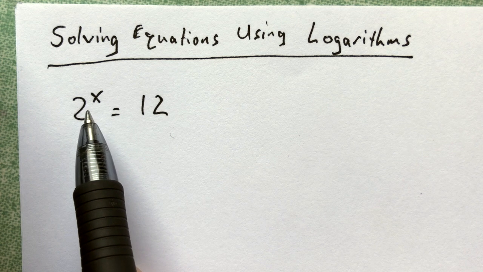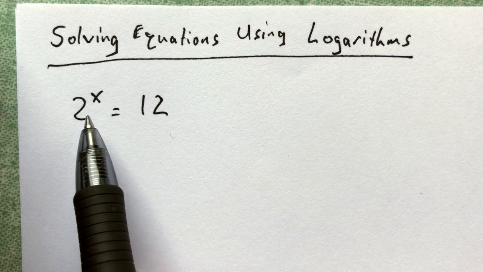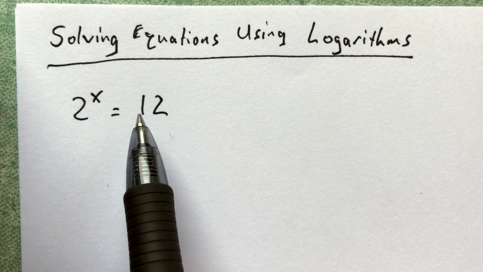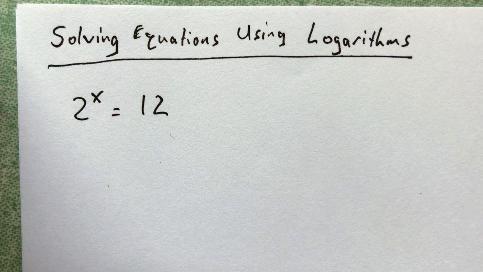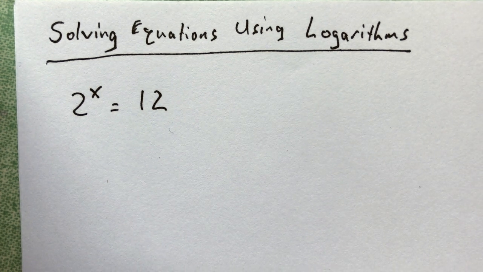But that's not true, right? This is not 2 times x. This is 2 times itself some number of times until we get to 12. And we know that that's not going to be some whole number, right? We're going to get a decimal for this. So we have to have a way to solve this with x in the exponent.